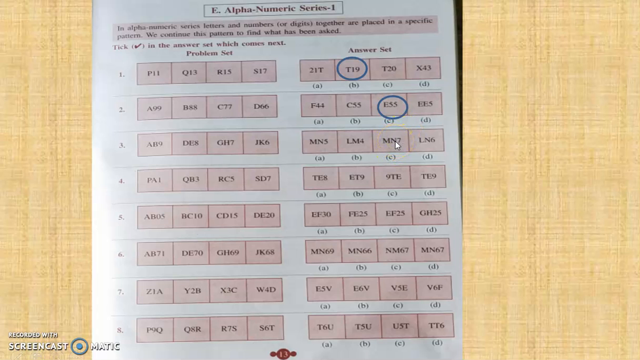So with this itself, out of 4 options, I can reduce it to 2. In those 2, I can select the answer correct. So MN only will come. But 2 MN is there, so I have to check the number series.